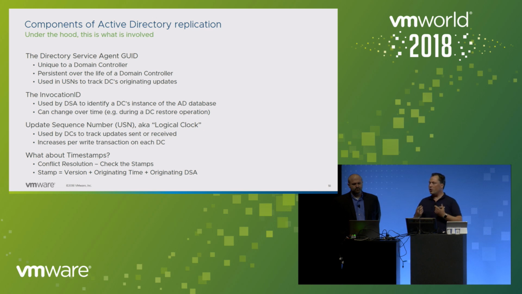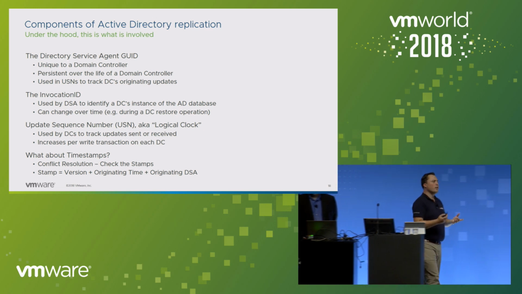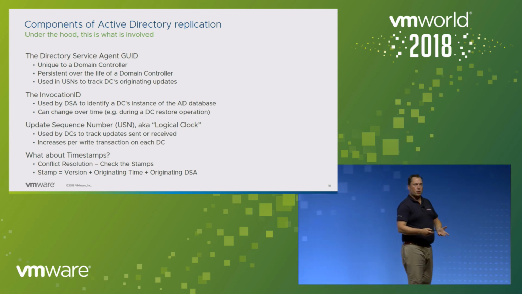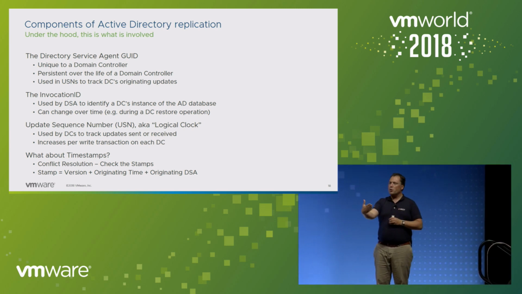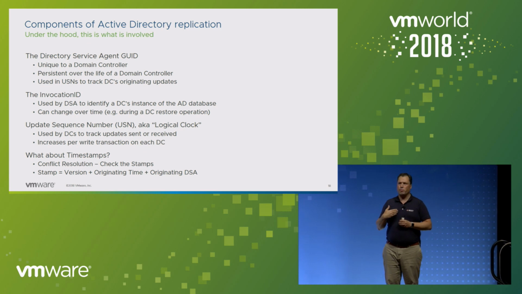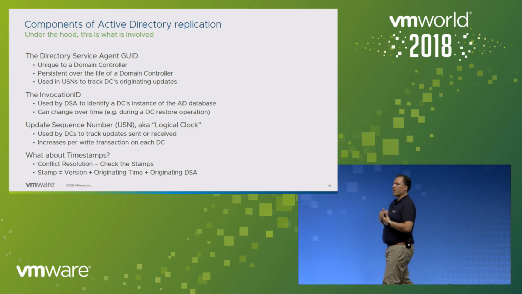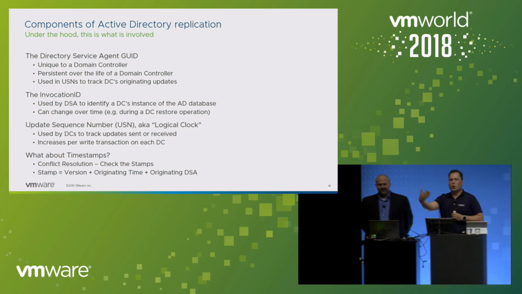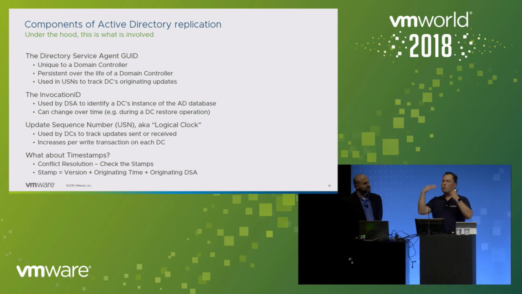And then there's the invocation ID. The invocation ID is the one that is used in active replication. So if I have a replication partnership with another domain controller, and I like to think of myself as a domain controller, but that's a bit of a red team approach, but that's okay, I will knock on its door and say, this is my invocation ID and I'm talking to you as that invocation ID.